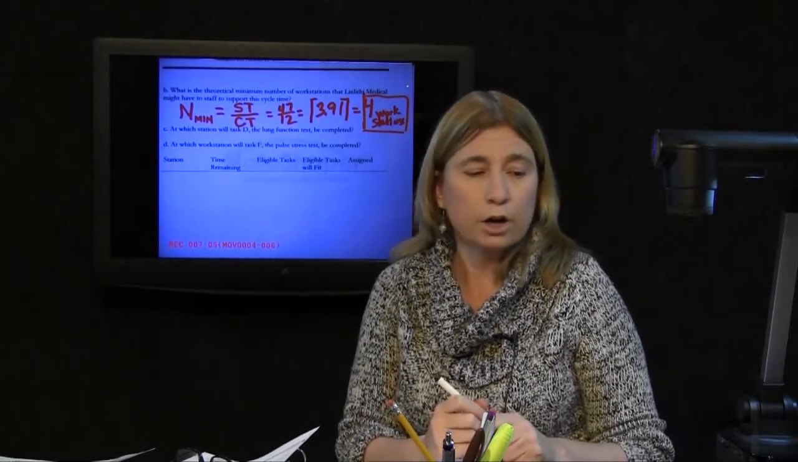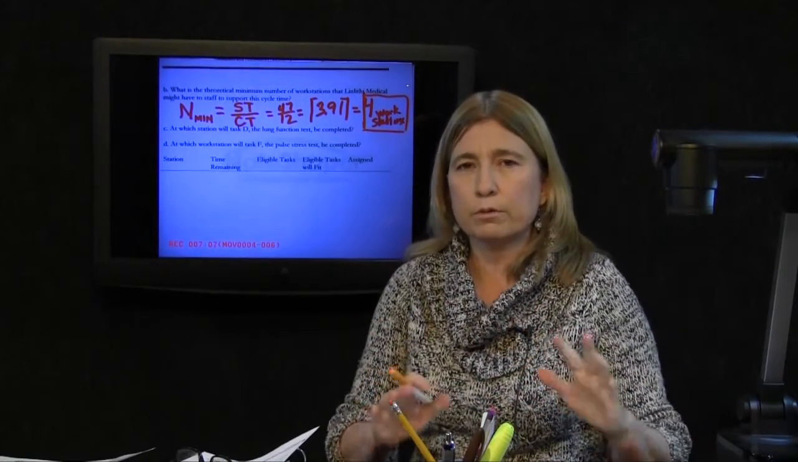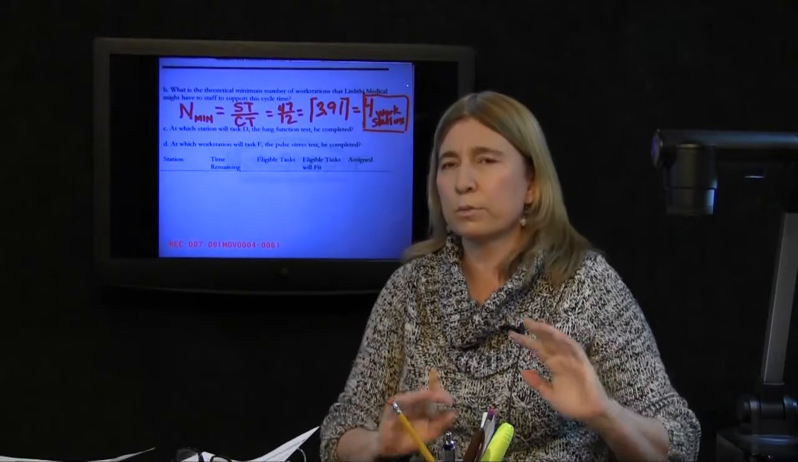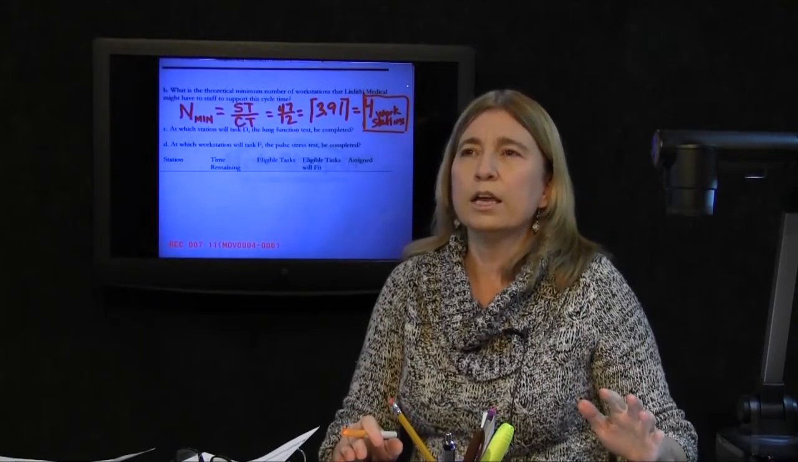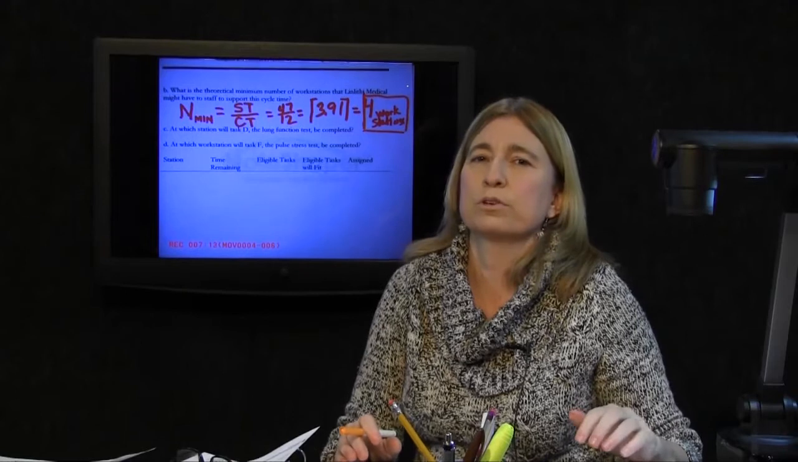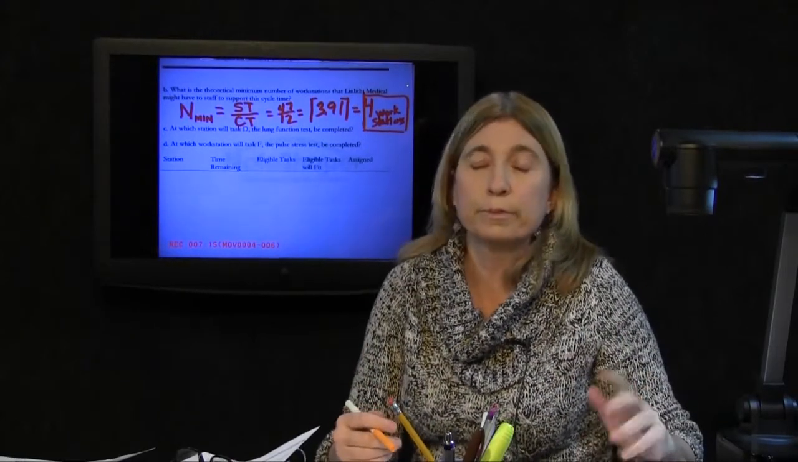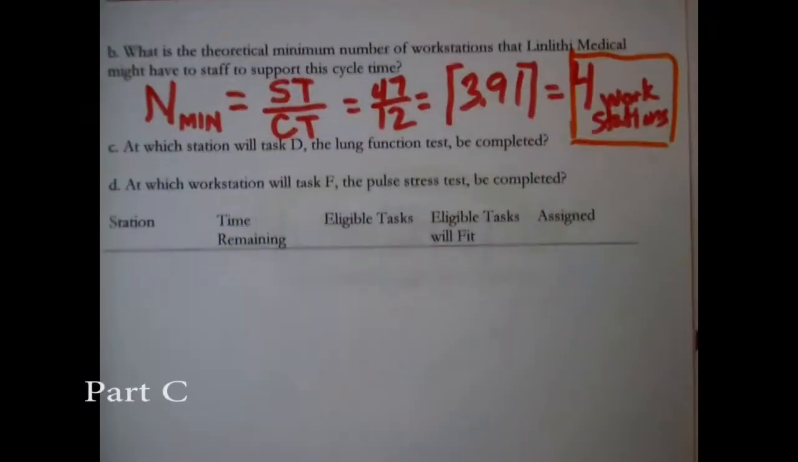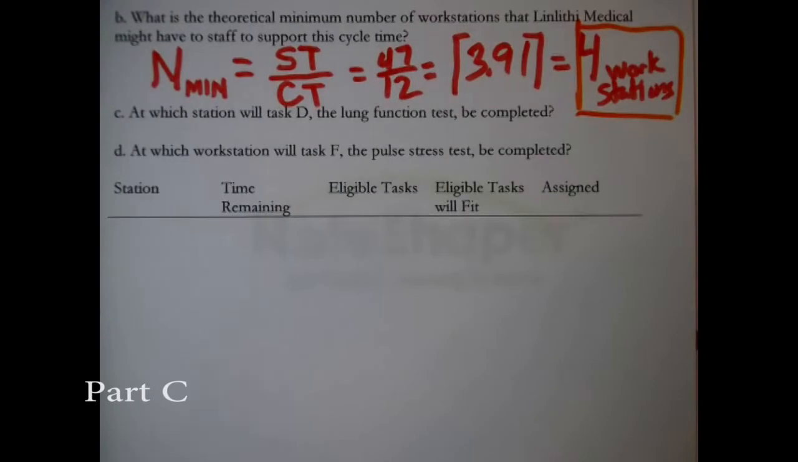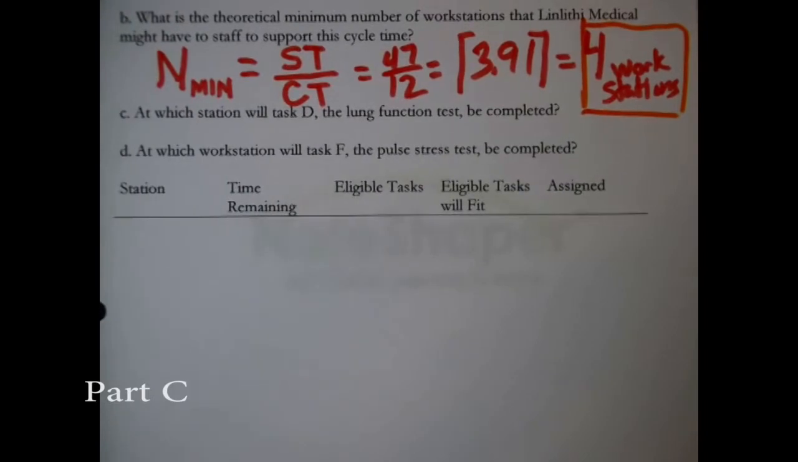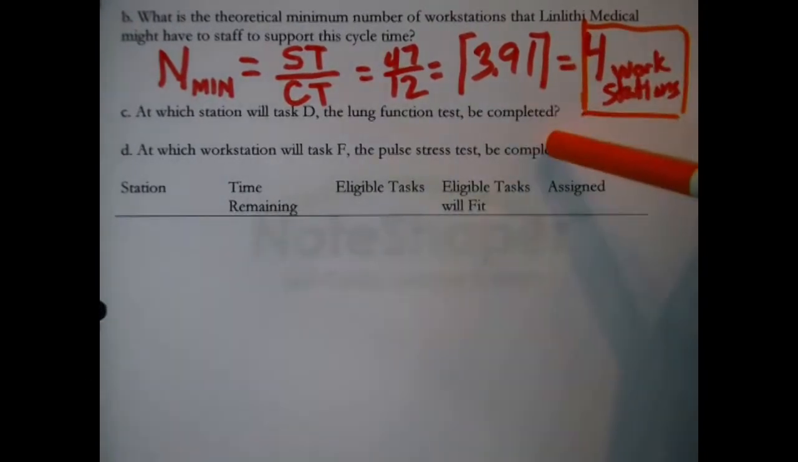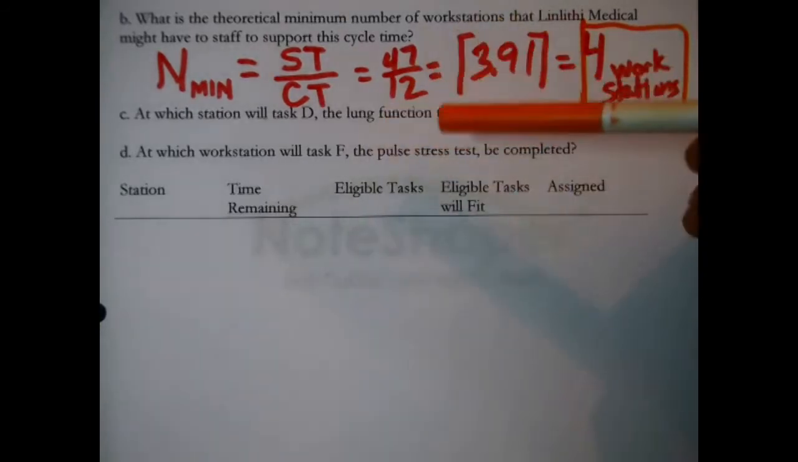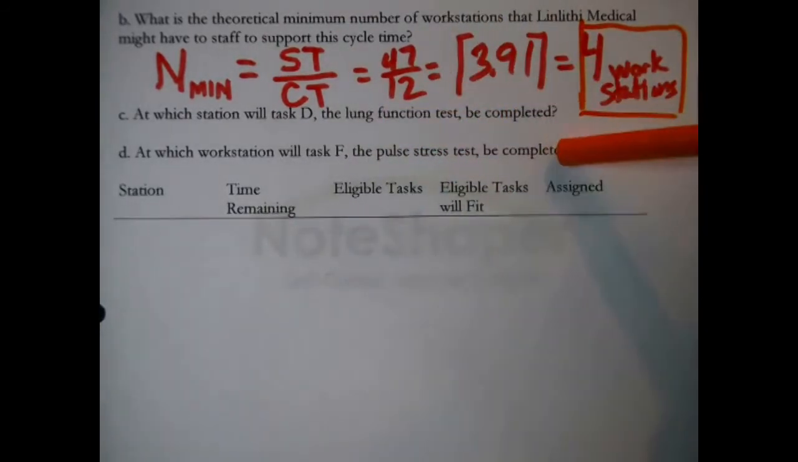4 workstations. All right, so we know that no matter how we group these tasks, we can't get all these bus drivers screened in anything less than 4 workstations. That's just something we now know. Now, what's the next question? At which station will task D, the lung function test, be completed? And then, right after that is the question, at which workstation will task F, the pulse stress test, be completed?